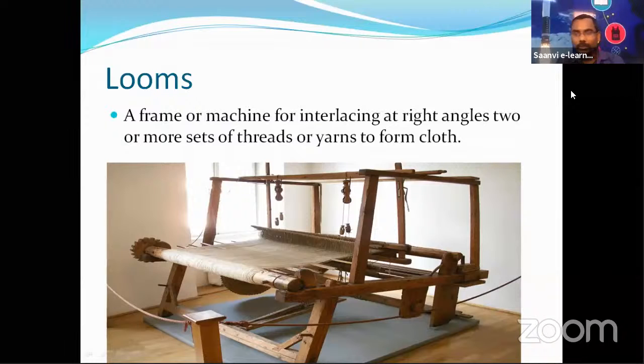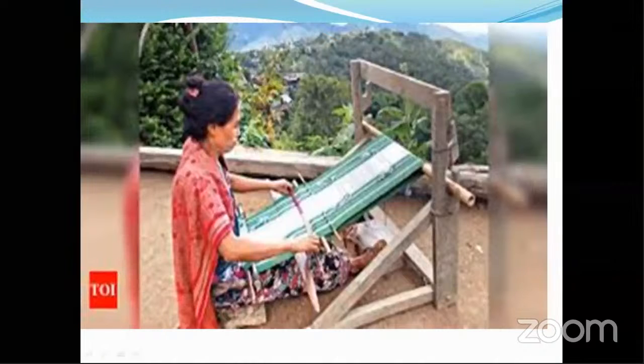Okay, the first word is looms. What do you mean by loom? A frame or machine for interlacing at right angles two or more sets of threads or yarns to form cloth. So you can see the picture of a loom here. I will show you one another pic as well. A lady, she's weaving here. Can you all see this pic here? Okay, this is the picture of a loom.